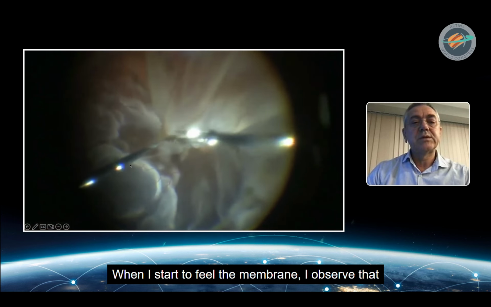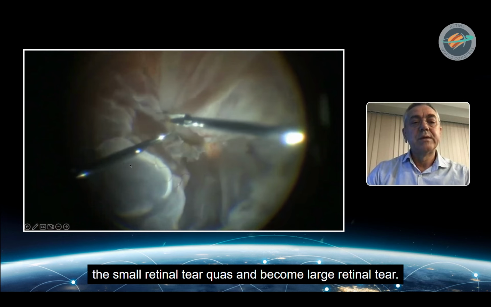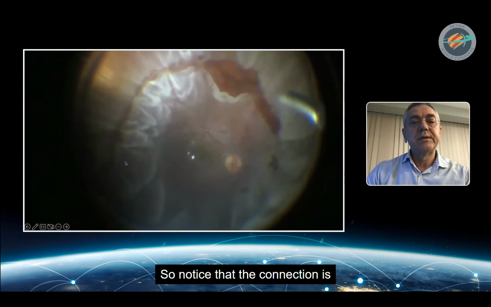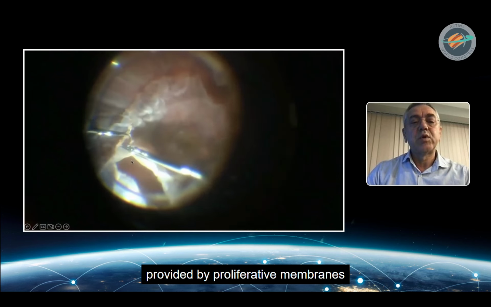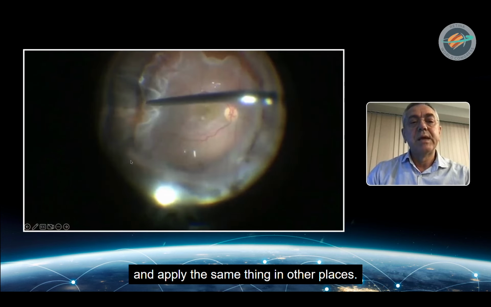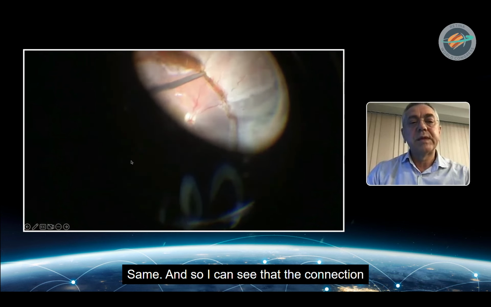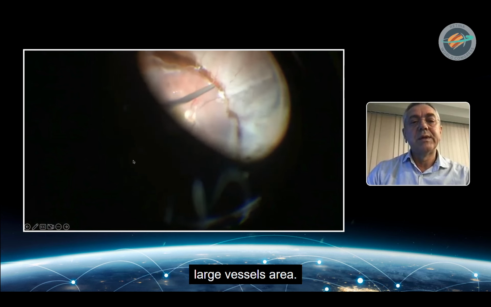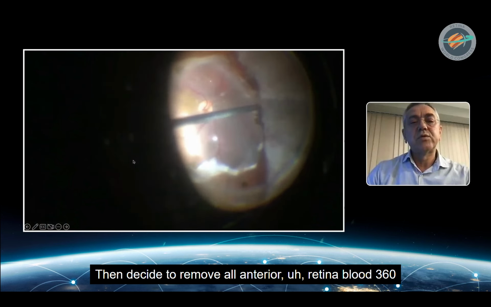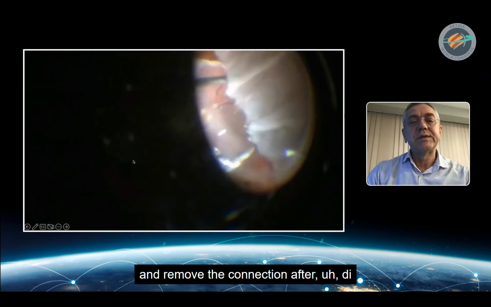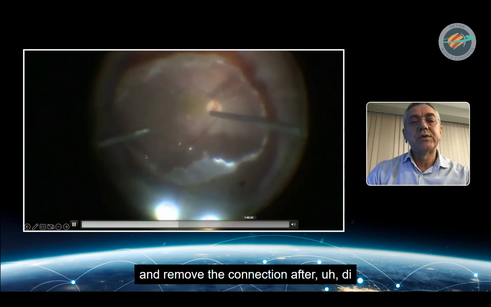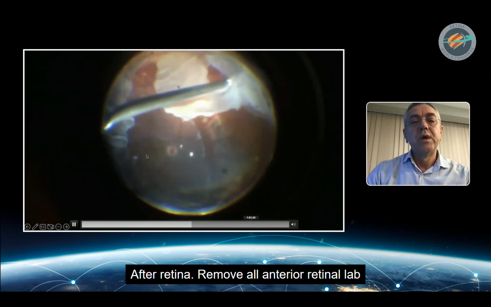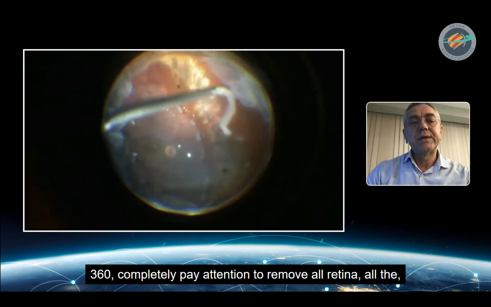When I start to peel the membrane, I observe that the small retinal tears coalesce and become a large retinal tear. So notice that the connection is provided by proliferative membranes, and I apply the same thing in other places. I can see that the connection between anterior and posterior retina was only the large vessels area. Then I decided to remove all the anterior retinal flap 360 and remove the connection after diathermy, and attach the posterior pole of the retina and remove all anterior retinal flap 360 completely.